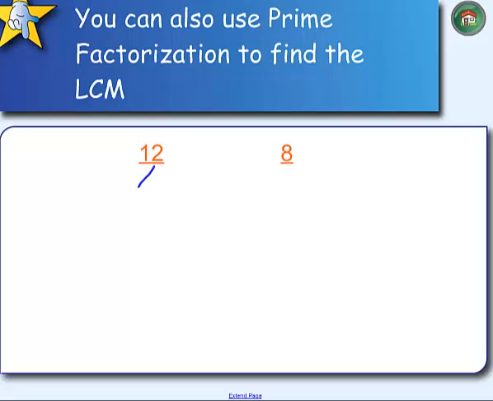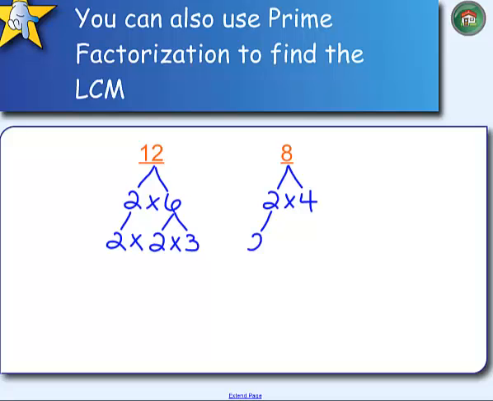First thing we need is to make our factor tree. 12 can be broken down into 2 times 6. 2 is prime, so it comes down. 6 is not prime, so we bring it down as 2 times 3. 8 can be broken down into 2 times 4. Again, 2 is prime, so it comes down. 4 is not, so we break it down into 2 times 2. All of those numbers are prime.